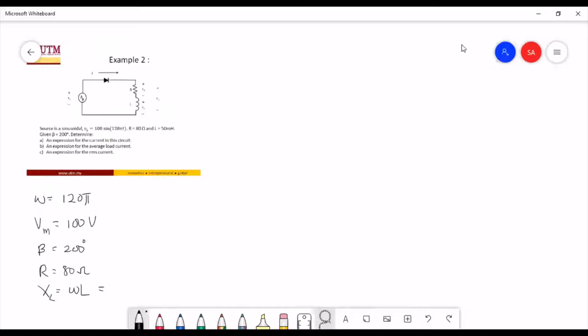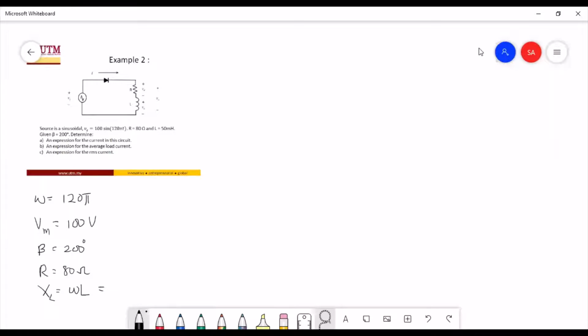So determine the expression for the current in the circuit, the expression for the average voltage, and the expression for the RMS current. On the expression, do not actually complete the answer, just give an expression. From the information in the question, we can extract omega, which is 120 pi, the voltage source, the extinction angle, the resistor value of 80 ohm, and the reactance. The reactance can be calculated by using omega L.